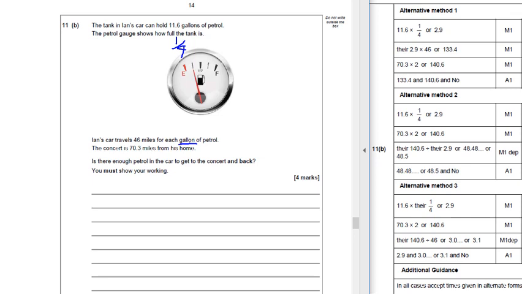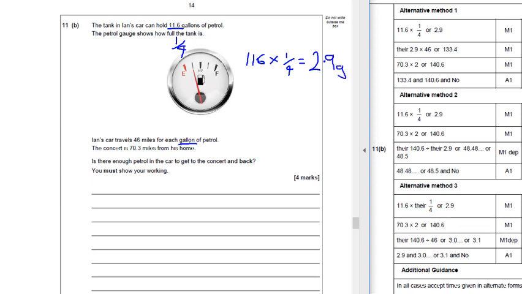So we've got a quarter of this number, so 11.6 times a quarter. Again, this is how I'd write it on the page, but I'd do 11.6 divided by 4 on my calculator, and I get the answer of 2.9 gallons.